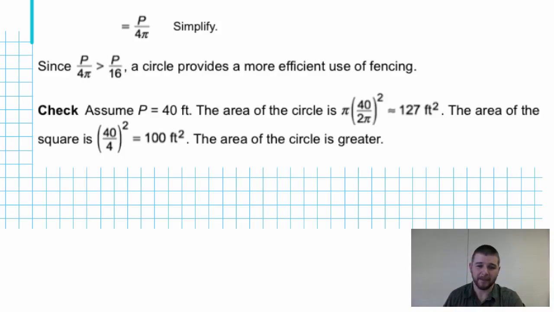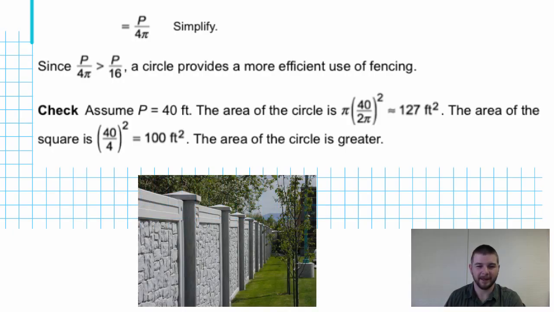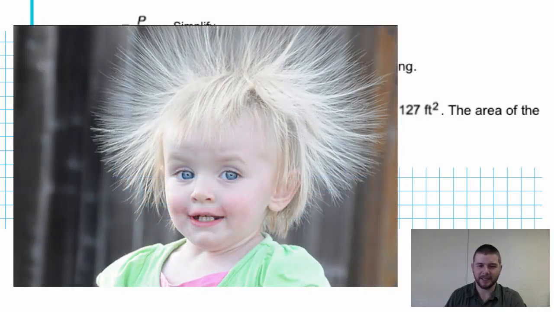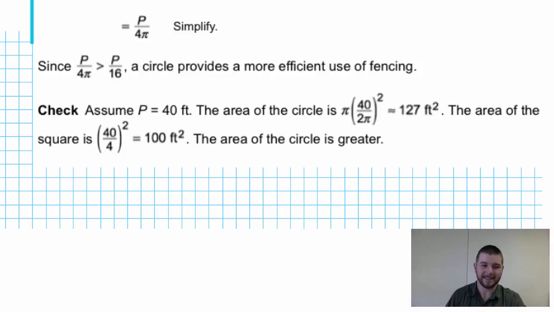And we can check that. Assume that p equals 40 feet. We plug in a value, a concrete value. Not that we're using concrete fencing. I'm talking about a static number. Oh, not like static electricity. Static as in not dynamic. Static as in stays the same. It's a concrete value, not a variable.